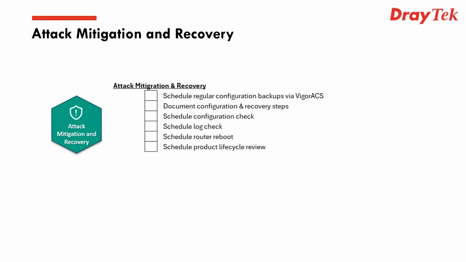Occasionally people do log into a router and set up something just as a little test. If someone does that and they forget to remove it, then a regular configuration check is an additional way of picking up on that and spotting it so that it can then be corrected. Schedule checking of logs to make sure there's no suspicious activity. This also can be done via Vigor ACS, but it can be done through examining the syslog.